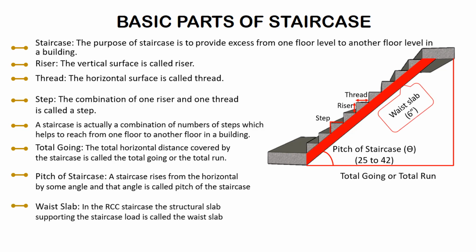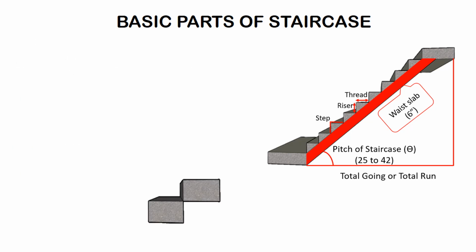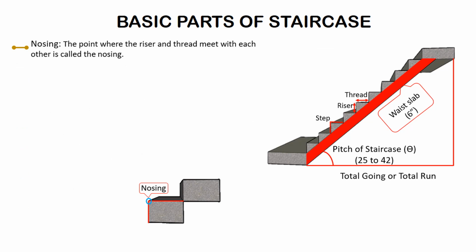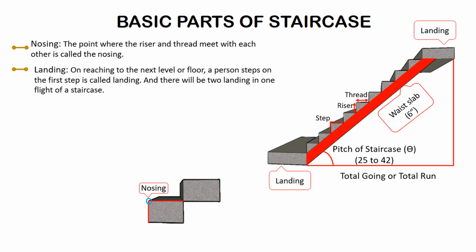In the RCC staircase, the structural slab supporting the staircase load is called the waist slab. Usually we take its thickness as 6 inches. The point where the riser and thread meet with each other is called nosing. On reaching the next level or floor, the first step a person steps on is called landing, and there will be two landings in one flight of a staircase.